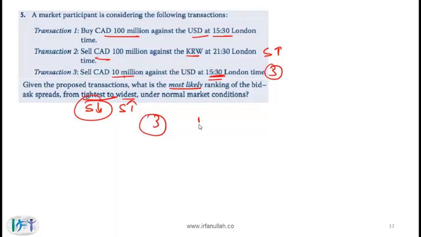Next will come 1, because again we still have a heavily traded currency pair at a time when London and New York are open, but the spread will be not as tight as 3 because the transaction amount is relatively large. So keep this in mind. When transaction amounts are larger, that makes the spread a little wider. And finally, the widest spread will be for Canadian dollar, KRW, because this is between a currency pair that is not as heavily traded. So finally you have the widest spread for 2.